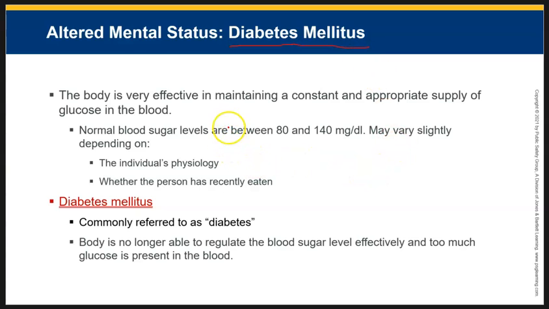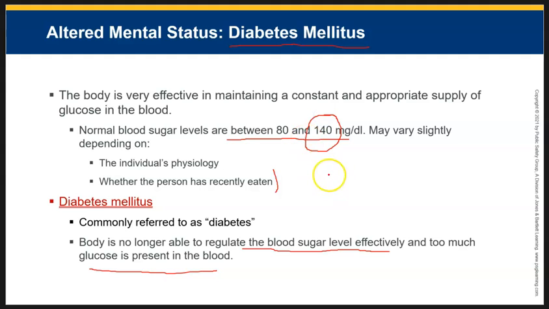Normally, blood sugar in your body is between 140 on the high end and 80 on the low end, in milligrams of glucose per deciliter of blood volume. That's going to change depending on whether or not you've had a recent meal and so on. But in diabetes, you just can't regulate the blood sugar level effectively, and so the glucose in the body is higher than this range of 140.